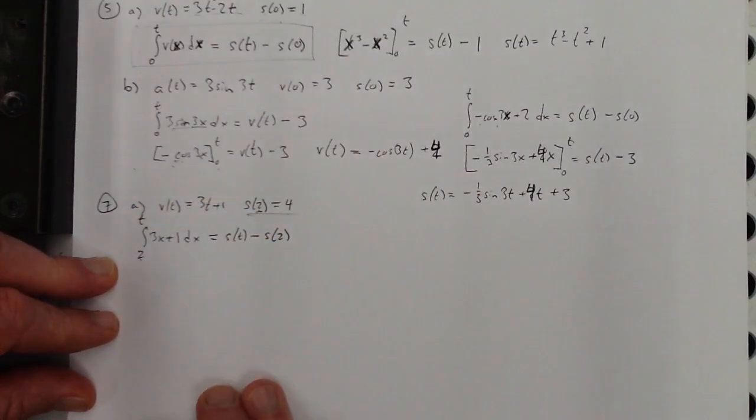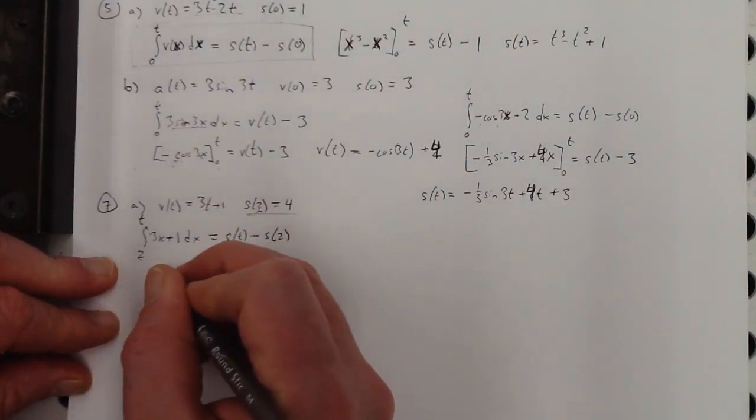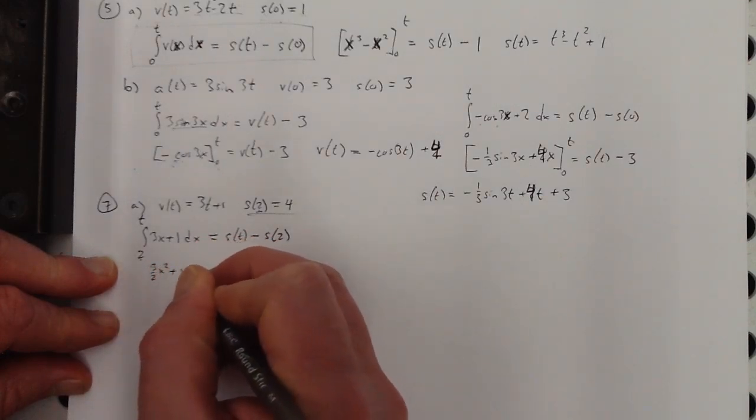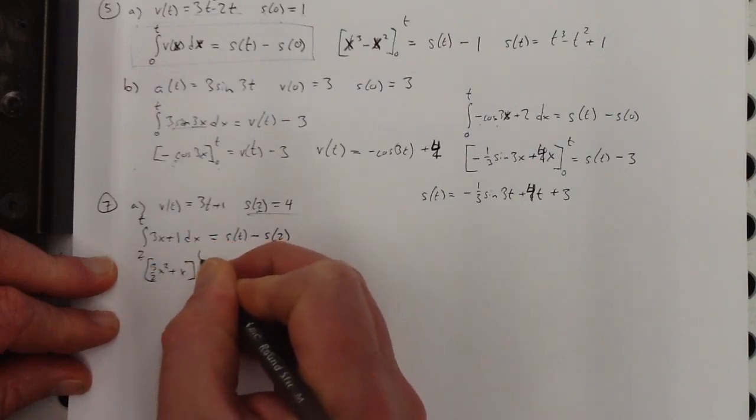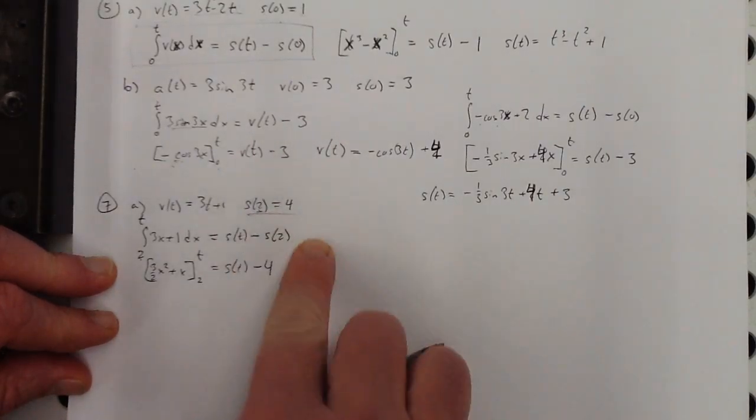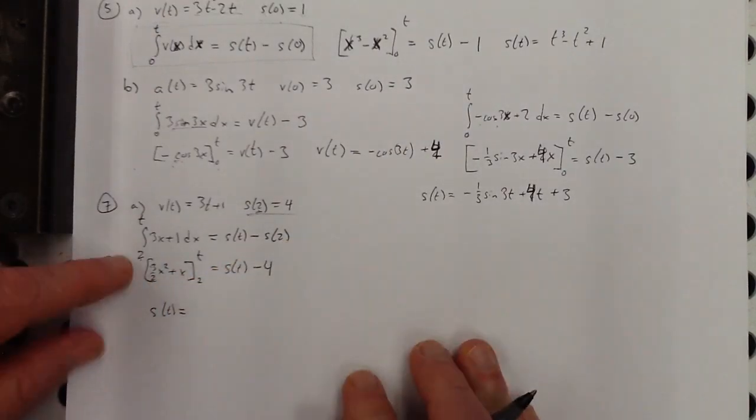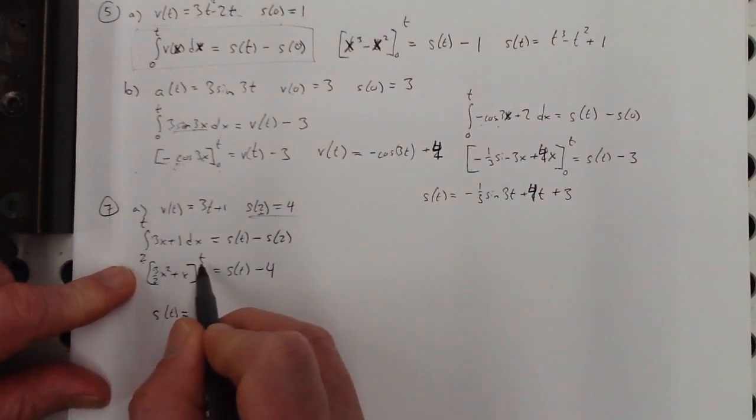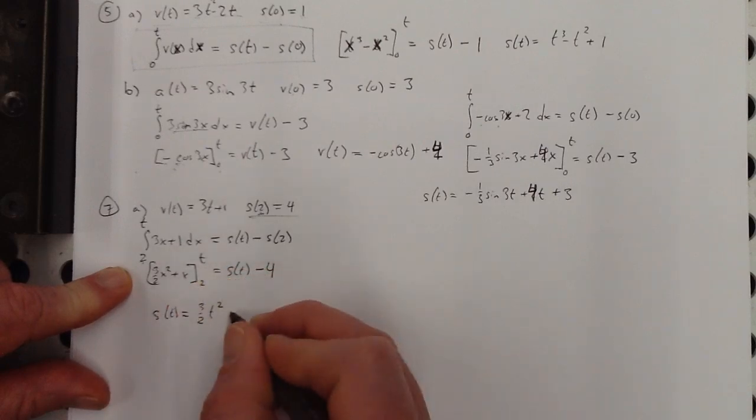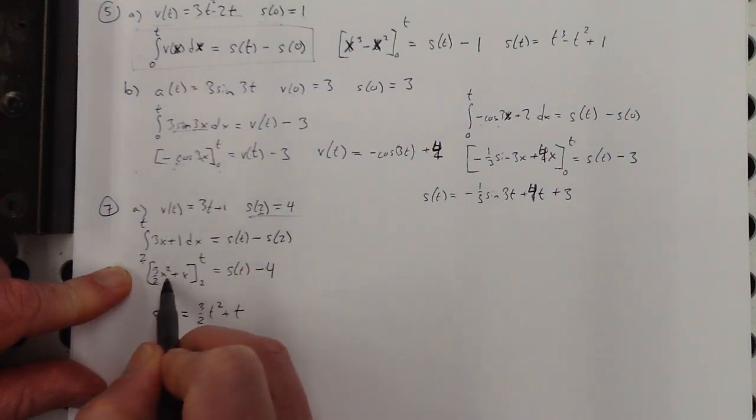This minus this. Right? Okay, so that gives me, the antiderivative of this is 3/2 x squared plus x. And s of 2 is 4. So it looks like my position function is, when I plug the t in here, I get 3/2 t squared plus t. And I plug the 2 in here, I get 4.